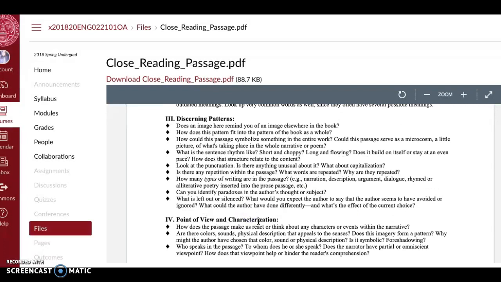Who's taking us through? How does the passage make us react or think? What do you think about the characters? Is there physical description that appeals to your senses? So it's very interesting.